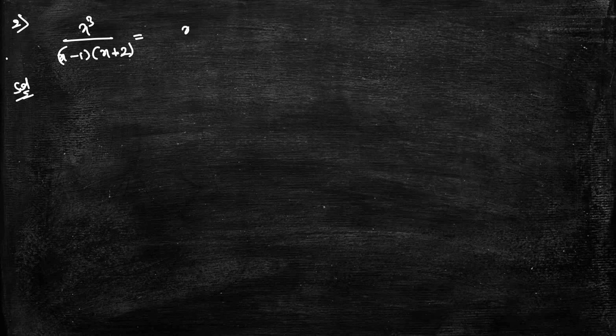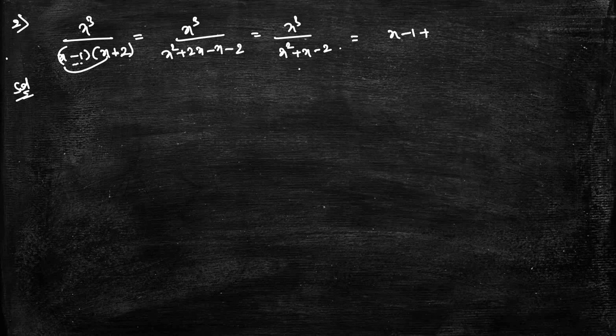So I will take this as x cube divided by, if I multiply this, x into x square, x into plus 2x will come here and minus x will come here. So x into plus 2x will come here, and another one, minus 1 into plus 2 is equal to minus 2. So x cube divided by x square plus x minus 2 will come here. I will write this as x minus 1 plus 3x minus 2 divided by x square plus x minus 2.